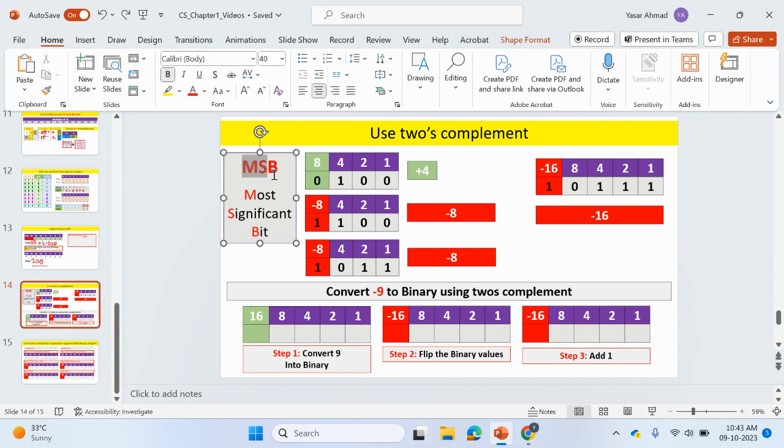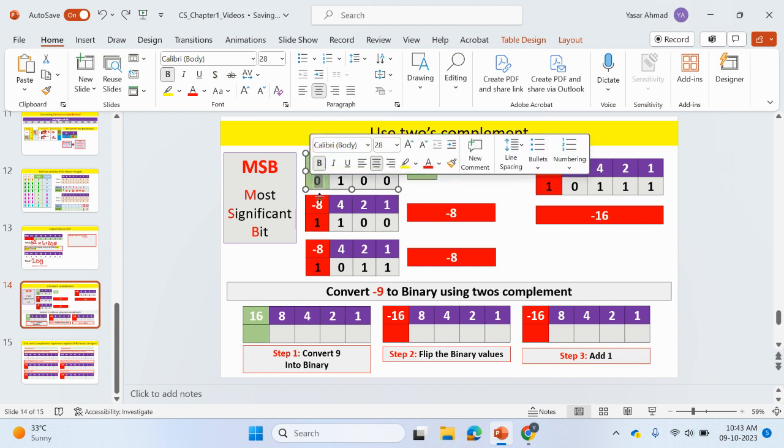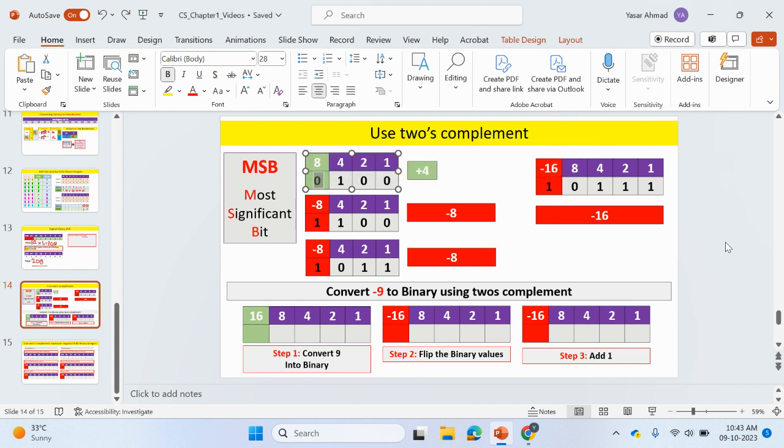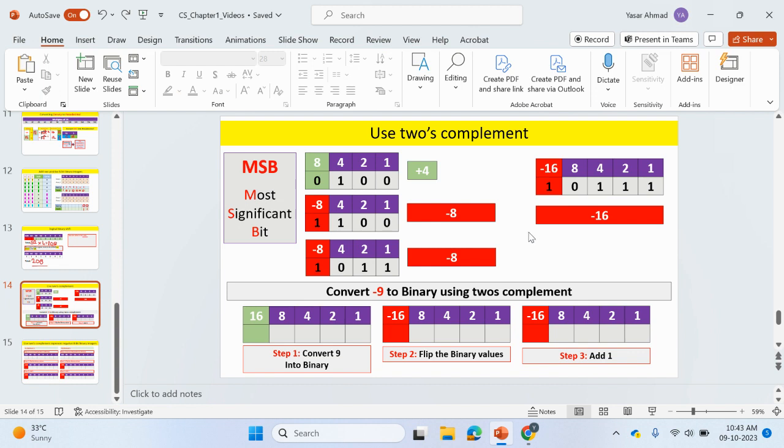The most significant bit is the bit on the left side with the highest value. So, in this example for the 4-bit registers, the most significant bit is going to be 8. Now, what we have here is a 0. So if we have 0, it means we're going to have a positive value. But using two's complement, if the most significant bit has a 1, then we're going to have a negative binary value. So let's have a look at the first example here.